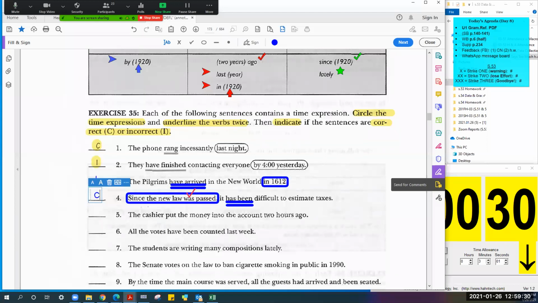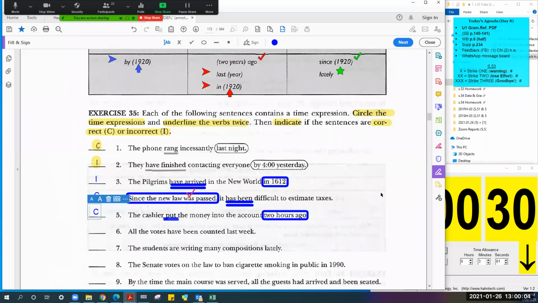Saleh. Try the next one. Time expression is ago. It's 2 hours ago, right? Yes, 2 hours ago. Where's the verb? Put. One part. Put. All right. And then you said it's correct. Yes. Good job. It is correct.